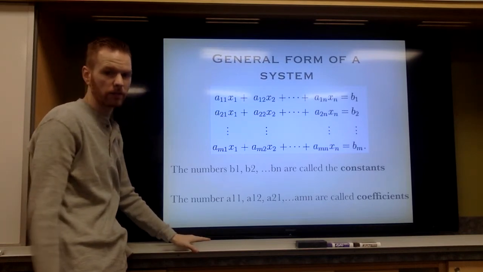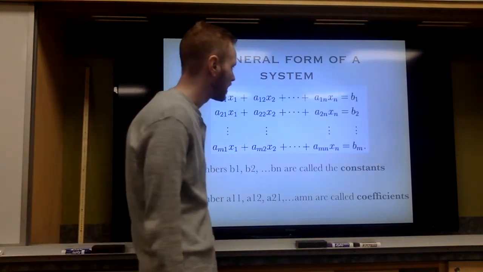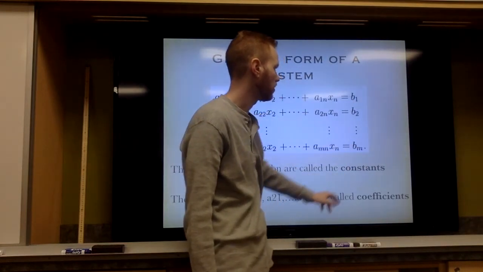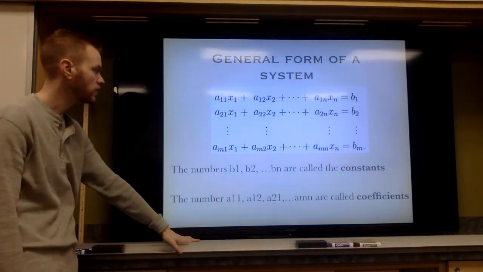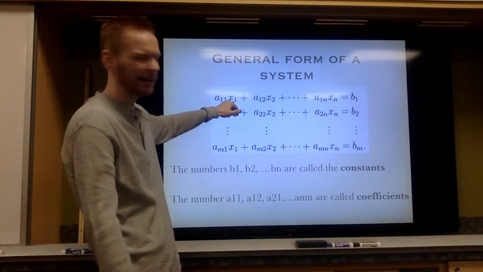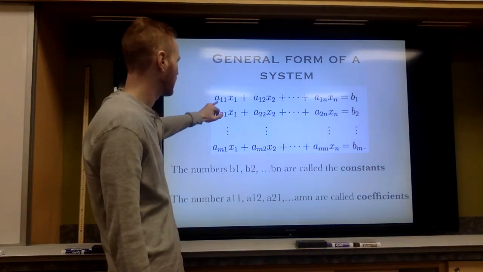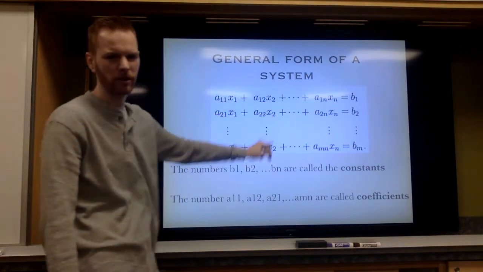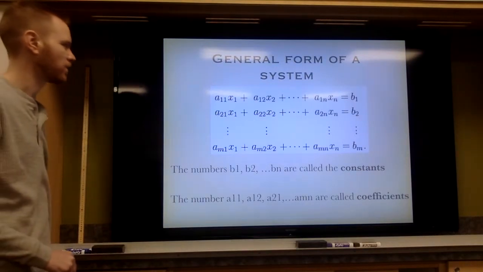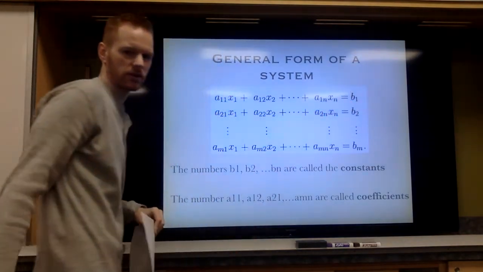Just a review of what constants and coefficients are. Remember, constants are just the values by themselves, that don't have a variable attached to them. That's what's over here in this column. Those are the constants. The coefficients are what's in front of the variables here. So the A11, A12, those are the coefficients. Like I said, we've seen this before, we're just writing it with some matrix notation.